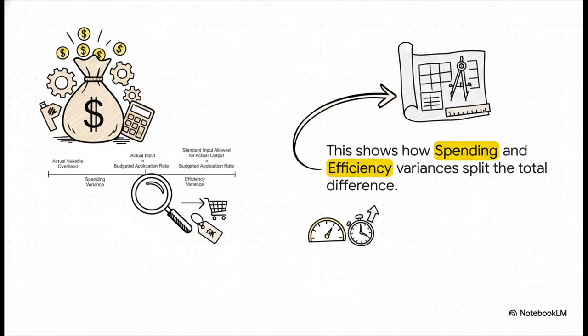I love this visual. It shows you perfectly how our two suspects are connected. Over on the far left, that's what we actually spent. On the far right, that's what it should have cost based on our standards. The spending variance explains the piece of that difference caused by paying the wrong price. The efficiency variance explains the rest, the piece caused by using too much or too little time. Together, they tell the whole story.